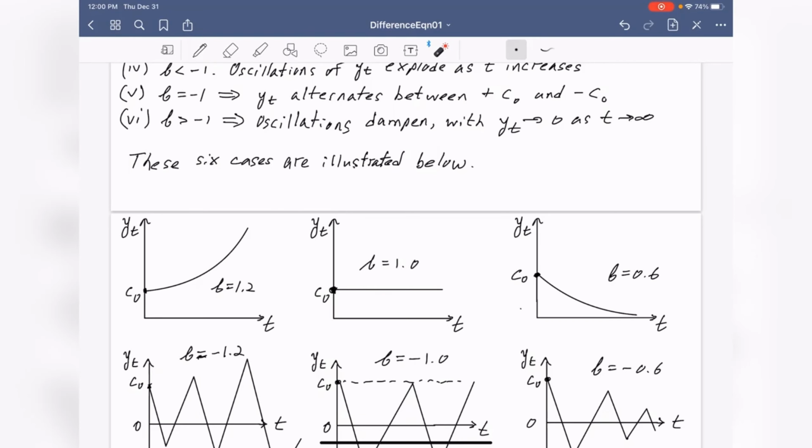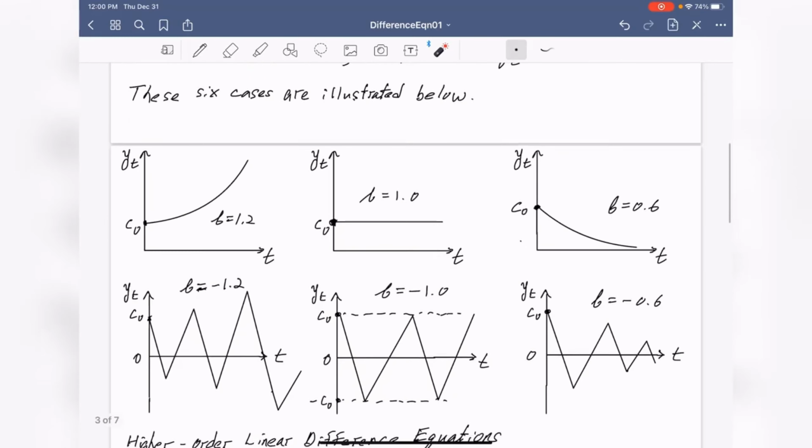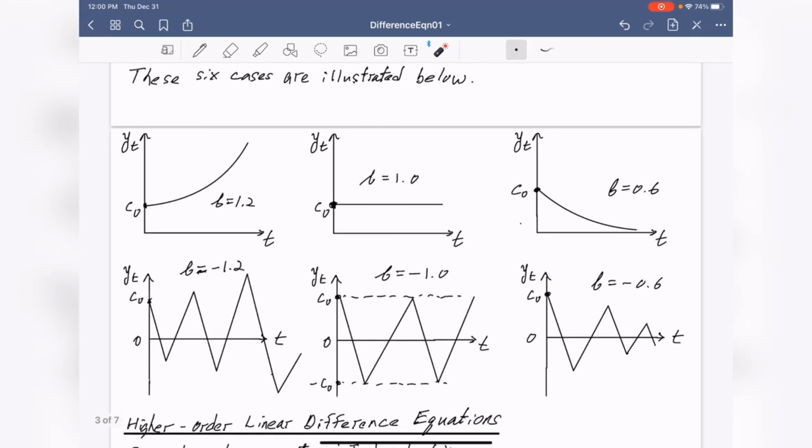If b is less than 1, but remember it's still positive, let's say that we pick 0.6, then what we do is we get a declining yt as t increases, until as t goes to infinity, yt will go to 0. Now if b is negative, less than 0, then we get oscillations. So if b is minus 1.2, we get oscillations that explode.